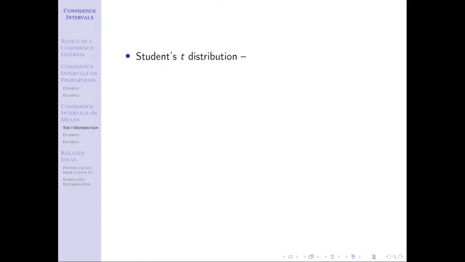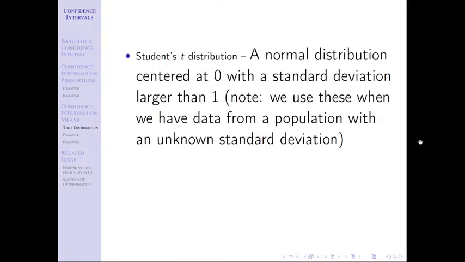If not, we're going to jump forward here and we're going to talk about a brand new distribution. It is called the student's t-distribution. We don't typically use the adjective student's. That's just its proper name. We'll just refer to it as the t-distribution going forward. It is a normal distribution centered at 0 with a standard deviation larger than 1.